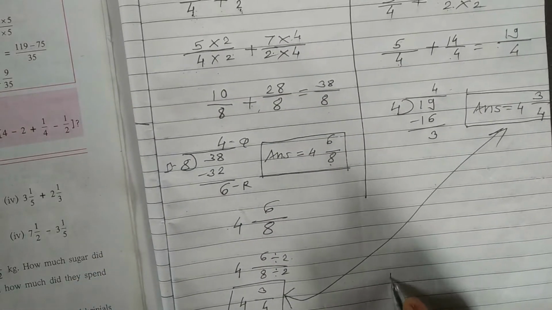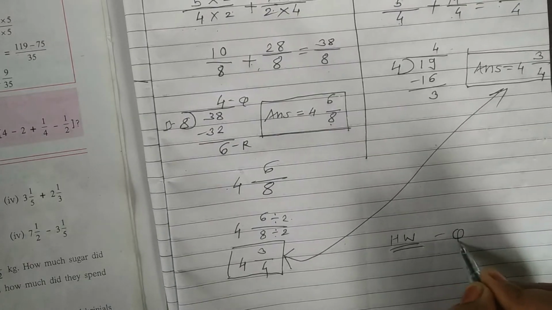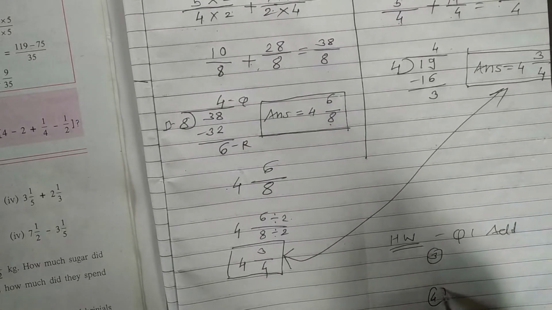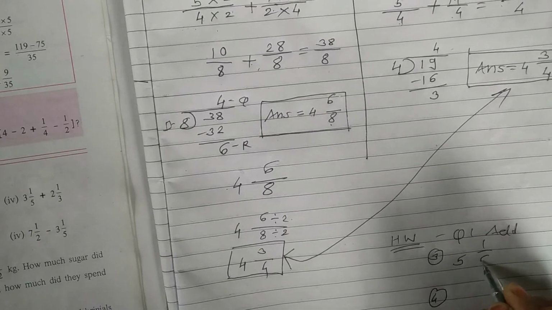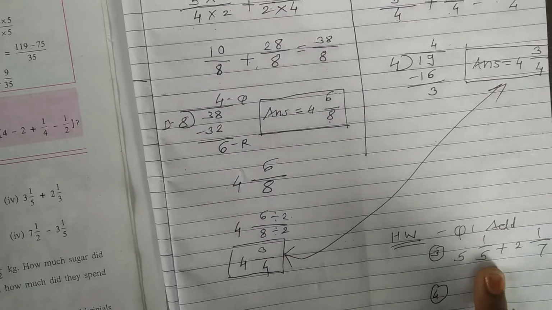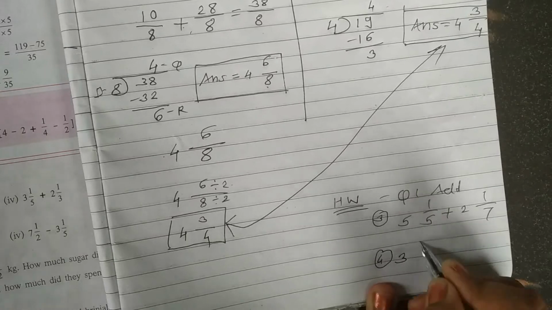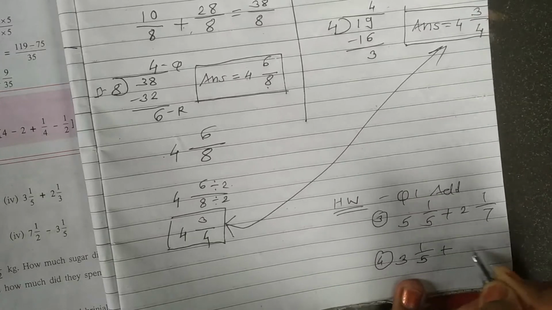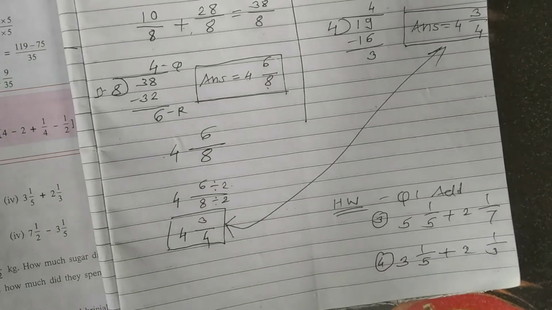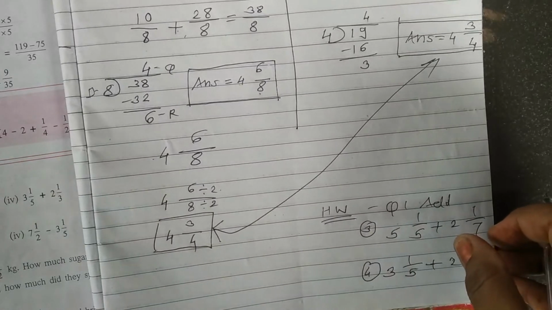And homework for today is question number 1, add problem number 3 and 4, that is 5 and 1 upon 5 plus 2 and 1 upon 7. Do your cross multiplication. 7 5s are 35. Your base will become 35. And one more problem, 3 and 1 upon 5 plus 2 and 1 upon 3. Those who do not have textbook, for them I am writing. Those who have textbook, see your practice set 10, question number 1st, 3rd and 4th problem.